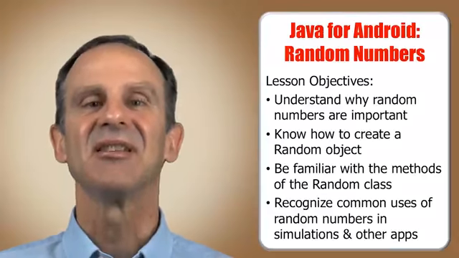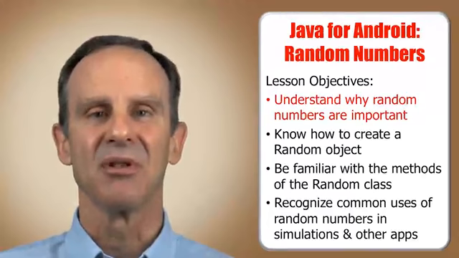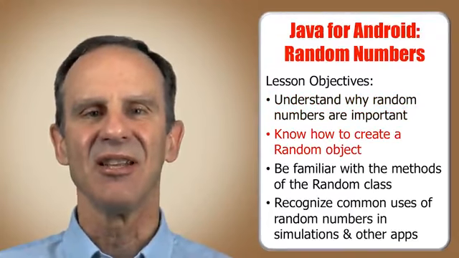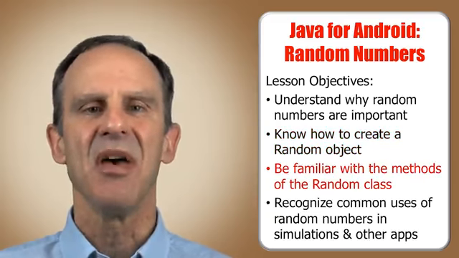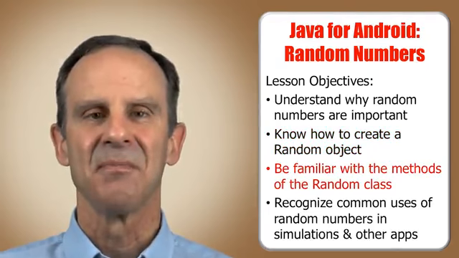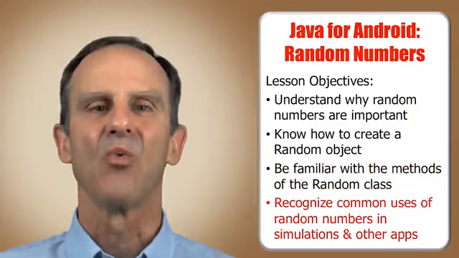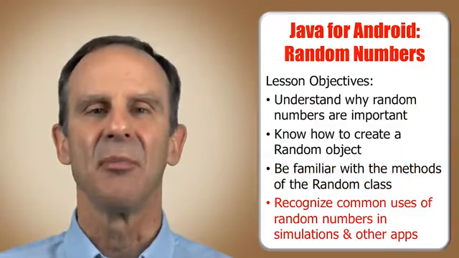This lesson gave you an overview of Java's Random class. Now that you've completed this lesson, you should understand the importance of random numbers and know how to declare an instance of the Random class. You should also be familiar with the methods of the Random class and be able to identify what they do. Finally, you should recognize how random numbers are used in simulations and other common computational apps.